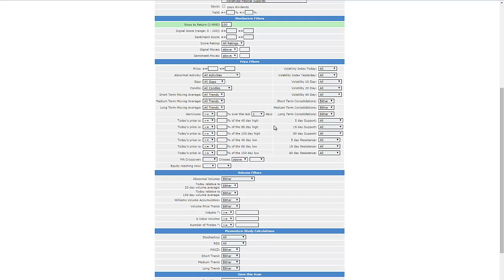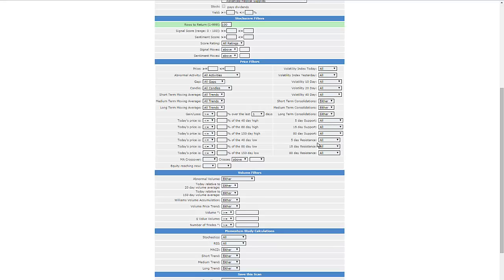looking for stocks that have done well relative to their highs or lows. If you say here today's price is greater than 100% of the 40-day high, well, that's a stock that is at a 40-day high. If you say 95%, then you're basically telling the scanner to look for stocks that are within 5% of that 40-day high. And you can do that for highs and lows.